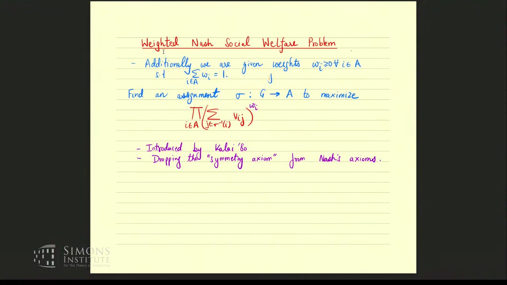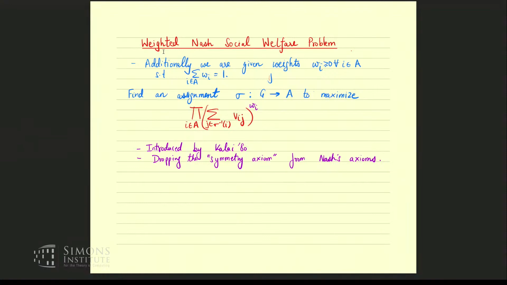Then one of them was by Kalai, and he dropped what is known as the symmetry axiom. The symmetry axiom was that if you permute the players, your allocation rule should not depend on the name of the player in some sense. And if you drop that, then Kalai showed that the only objectives which satisfy the remaining axioms are what are known as weighted Nash social welfare objectives, which are defined as follows.